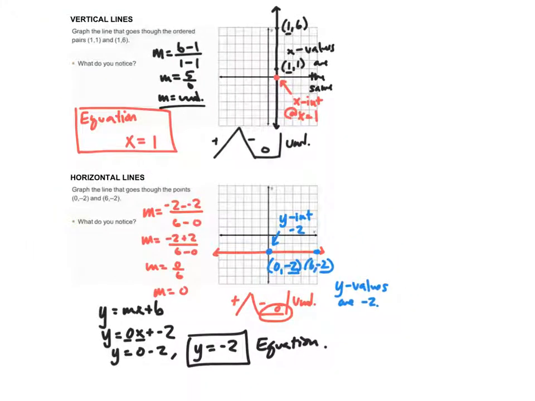Much like what we had up in the top part, for this other one with x equals 1, a horizontal line crosses the y-axis. Wherever it crosses the y-axis, that is simply our equation. And that's what we can do.